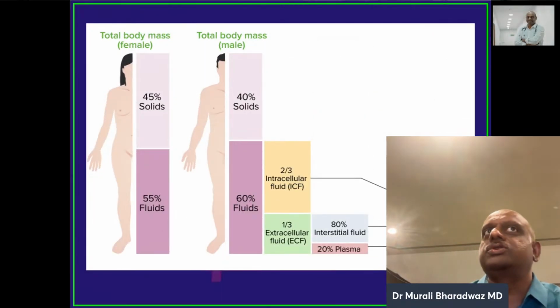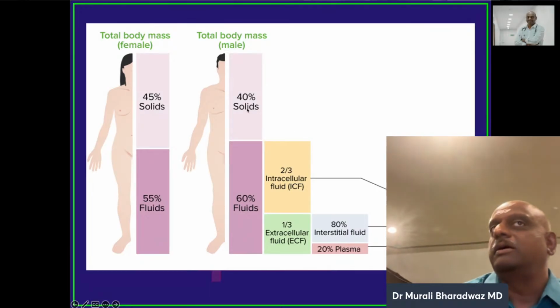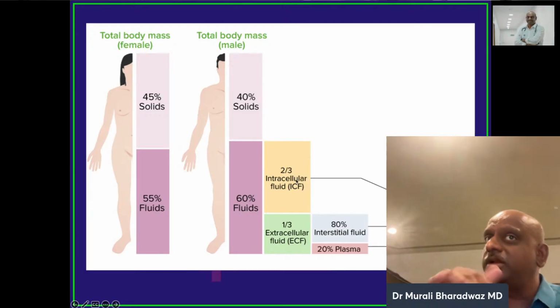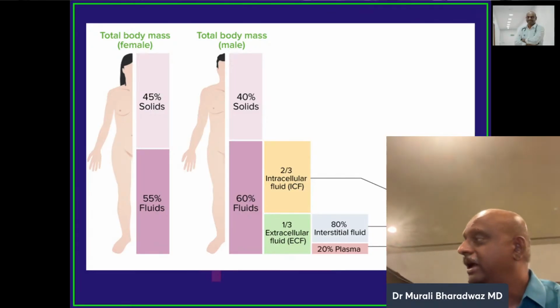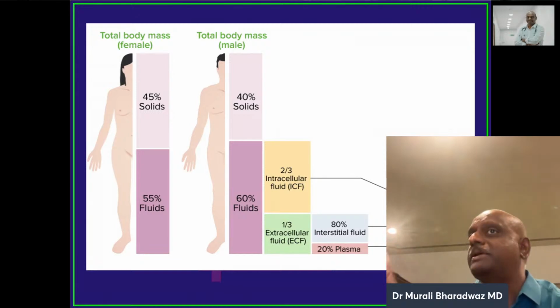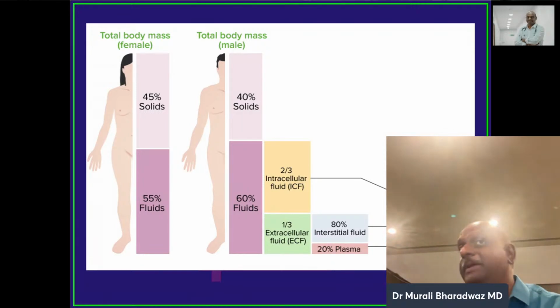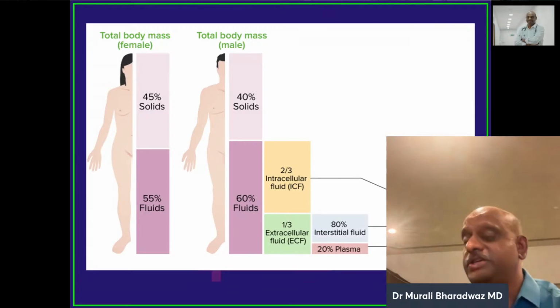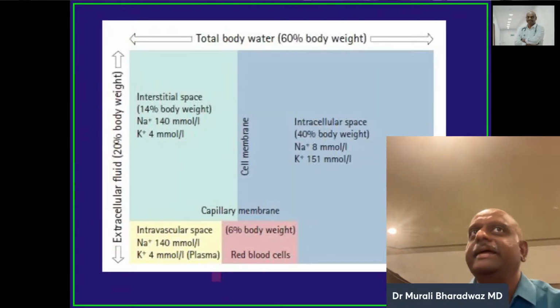Right? So if you take any human being, our body is 60% fluids, 40% solids. In that fluids, 2/3 is intracellular, 1/3 is extracellular. Out of that 1/3 extracellular, you have 80% interstitial, 20% is plasma. Remember this for tomorrow's NEET PG, okay.